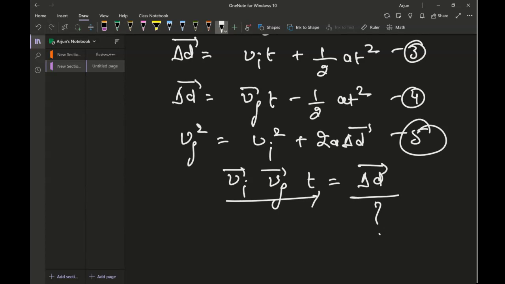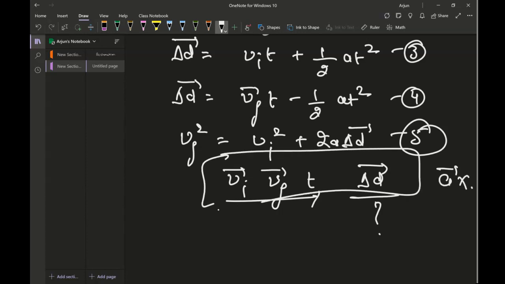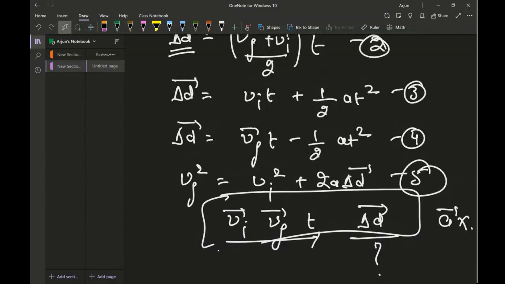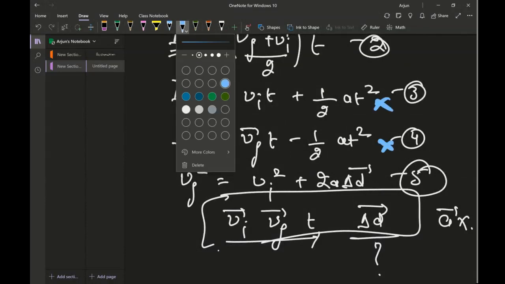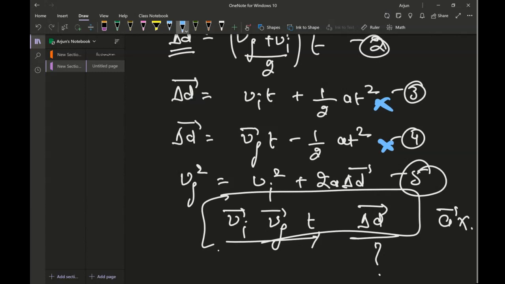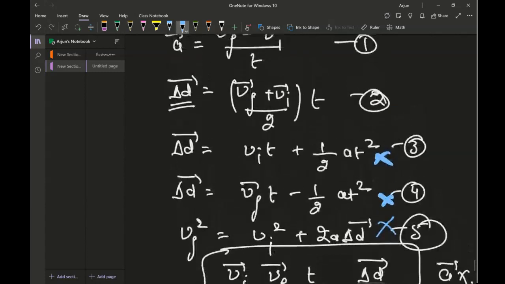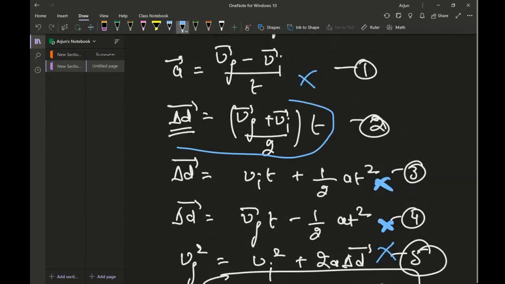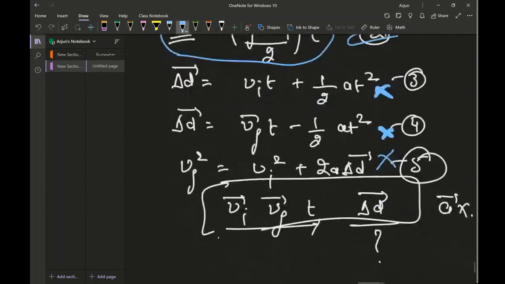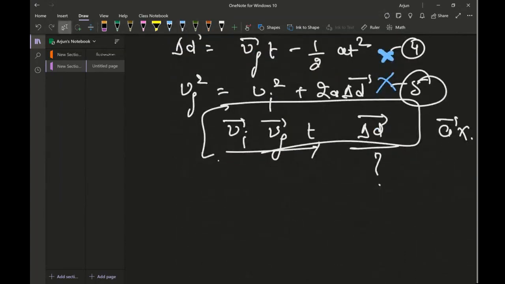How am I going to find this delta d? First of all, I'll try and see which parameter this question is not talking about. This question is not talking about the acceleration. So if we're not talking about the acceleration, I will skip all the equations which have acceleration in them. I'll skip this equation, and then I will skip this equation too. I will skip this equation too. I'm left with this equation. I'll use this equation. That's how we can select an equation.